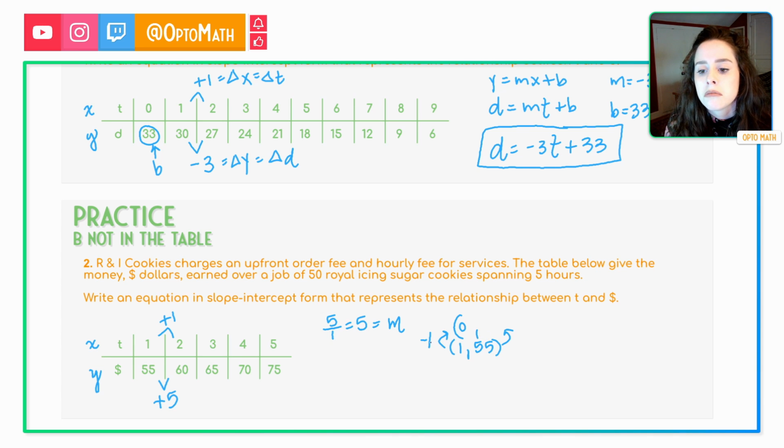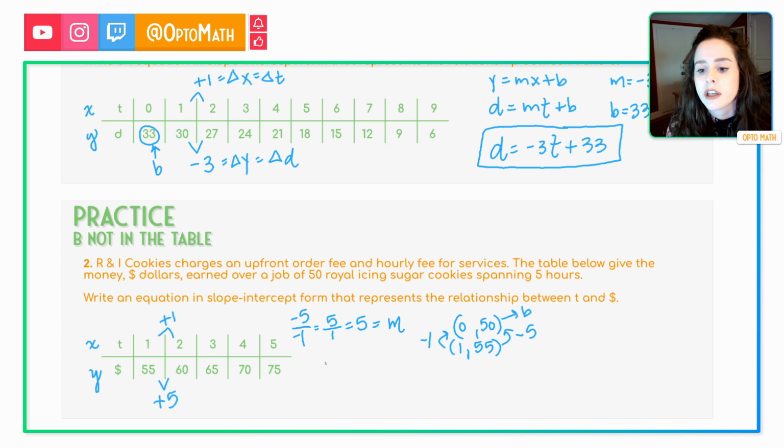So how can we change 5 over 1 to work if we have a -1 at the bottom? Well, -5 divided by -1 is still +5. So what we'll do is subtract 5 here. So 55 minus 5 is 50. So 50 is the y-intercept, and that's $50. So that's kind of a big startup amount. So you're paying $50 regardless, and then you pay $5 extra for every hour they work.